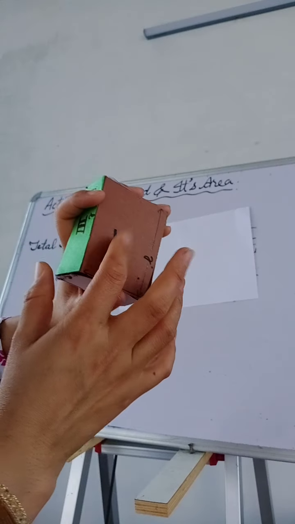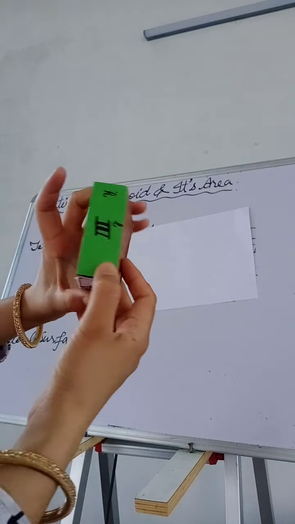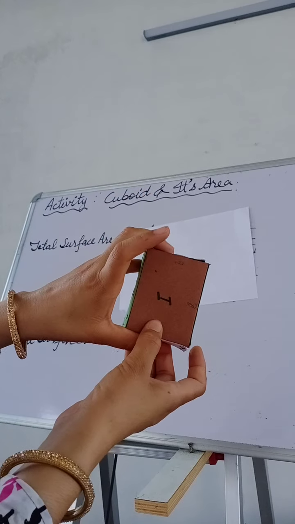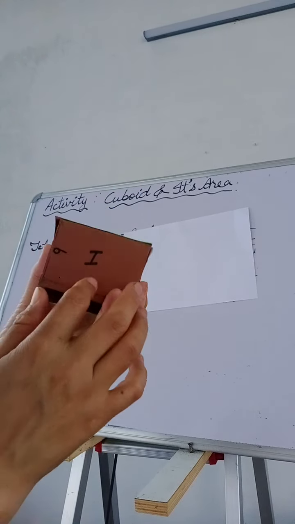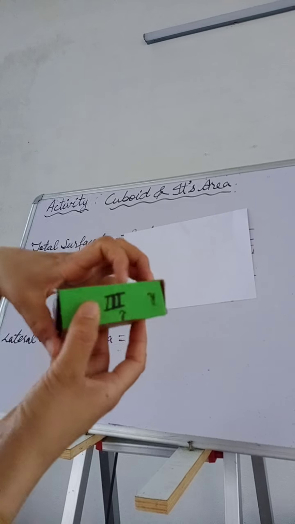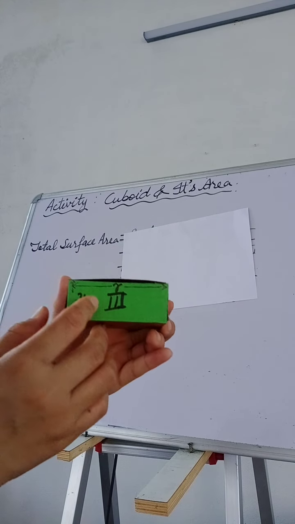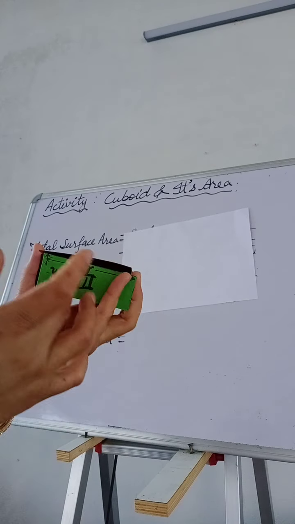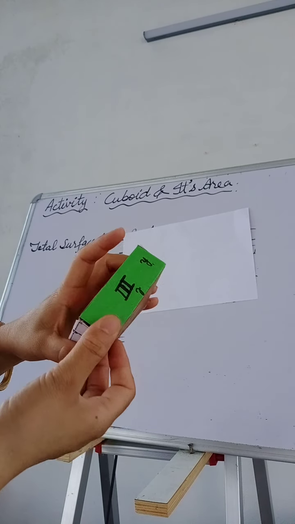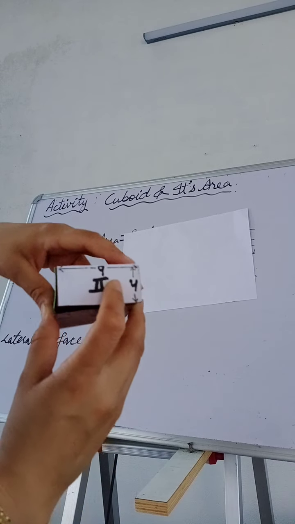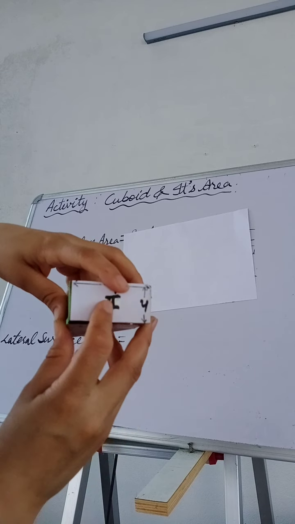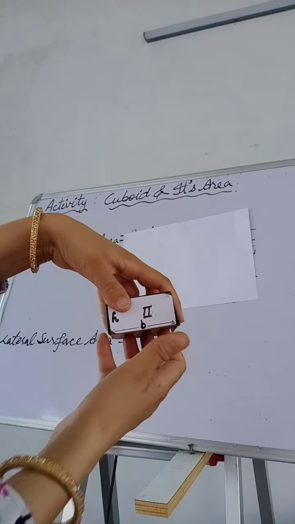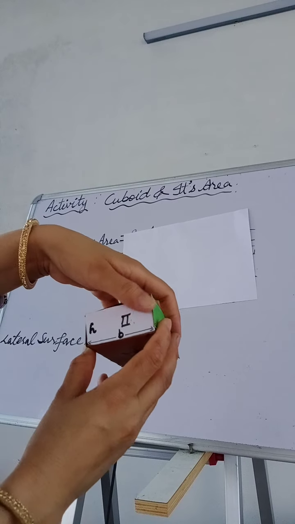See, this is a face. Opposite to this brown face we have another brown face, and these two faces are rectangular and congruent. Similarly, here I have this green face, and opposite to this face another green face, and these two faces are also congruent and rectangular. Then this is our fifth face, the white face. This face is congruent to the opposite face, and they are also rectangular.